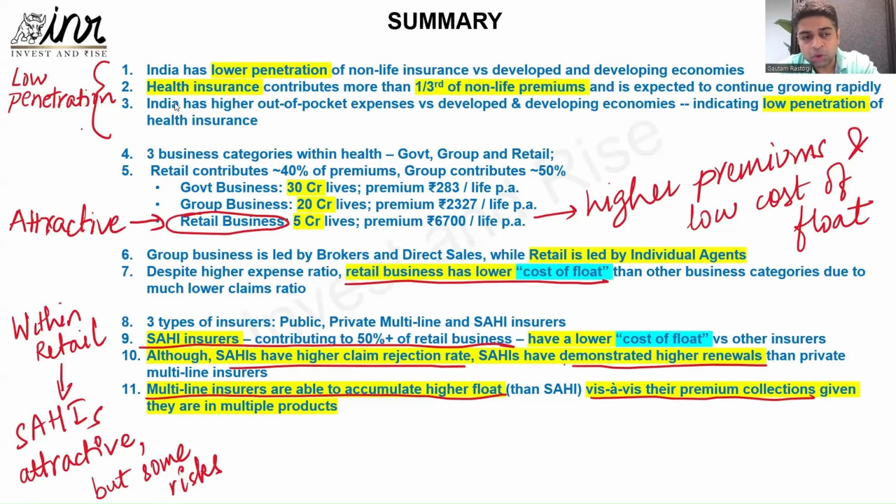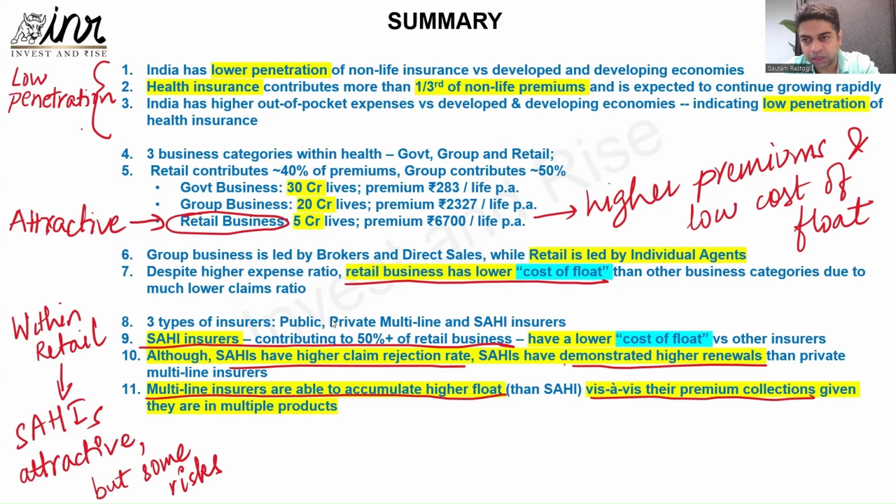So now to just summarize, first we looked at the low penetration in the health insurance segment in India. There's certainly very low penetration, so there is a massive runway for growth. And within health insurance, the retail segment appears to be pretty attractive because it has very high premiums vis-a-vis other business segments, a very low cost of float, a low cost of funding, and a lower combined ratio.